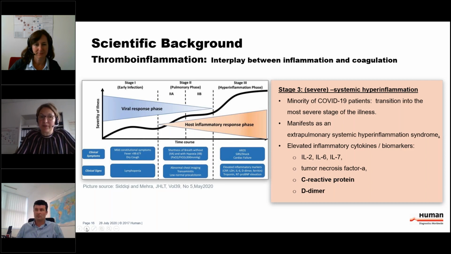These are, for example, interleukin 2, 6, and 7, the tumor necrosis factor, the very well-known C-reactive protein, and, very important, the D-dimer. Overall, the prognosis and recovery from this critical stage of the illness are poor, and rapid recognition and deployment of a therapy is very important. Next, please.